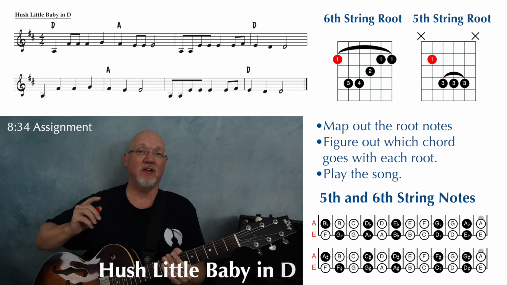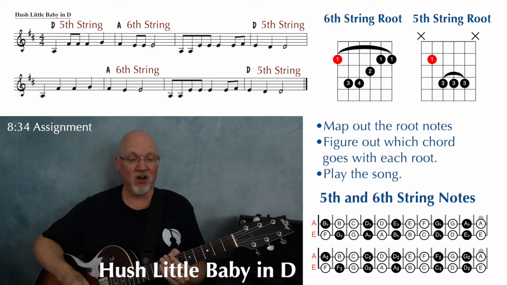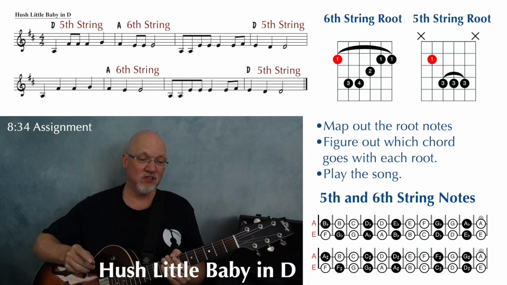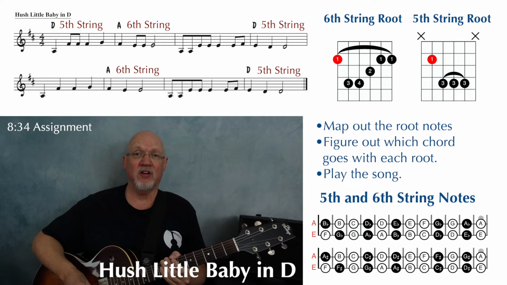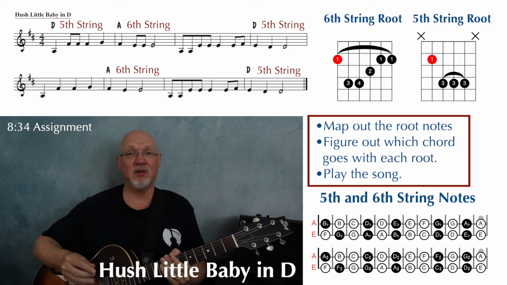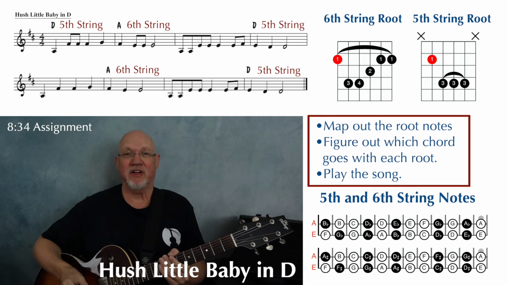Let's take a look at the Hush Little Baby in D major now. And there is an instruction above that one that we're going to play our D chords with the root on string 5 and our A chords with the root on string 6. And we're going to go through that same process of finding the root notes, figuring out what shape goes with that root note, and then playing the song.